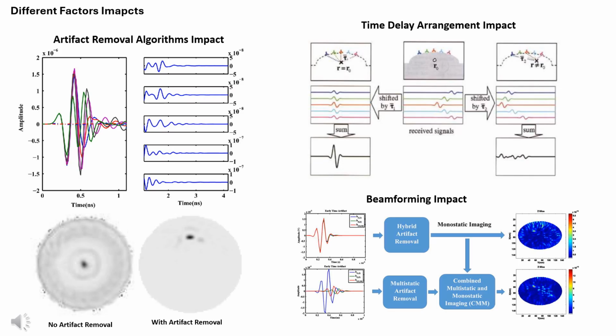This slide presents a comprehensive demonstration of the impact of different steps such as clutter suppression, time delay arrangements, and advanced beamforming techniques for the reconstruction of brain tissue images. Starting with the graph in the top left, we see amplitude versus time plots that display the evolution of signals over time, measured in nanoseconds. Multiple signals, represented by different colors, likely correspond to data from various sensors or antenna positions in a multi-static radar system, where multiple transmitters and receivers are used.